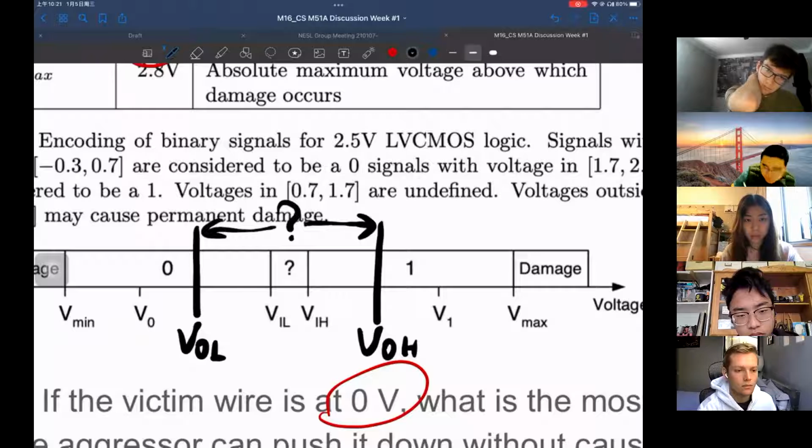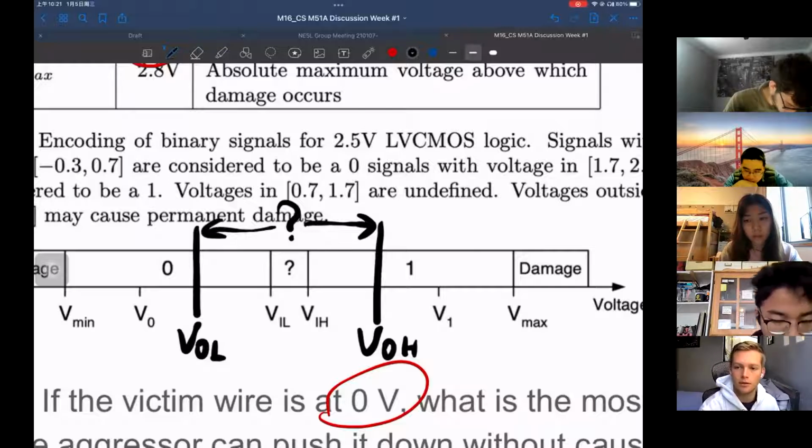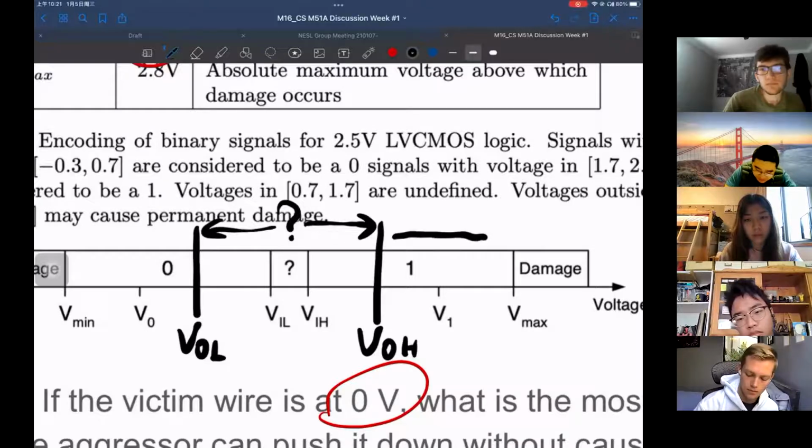This is for output. Okay, so if you had some sort of logical gate, you're saying that the input would need to be within those thresholds, but then the output would be somewhere in between the output thresholds. Yeah. Okay. So yeah, for output, the requirement is actually higher.